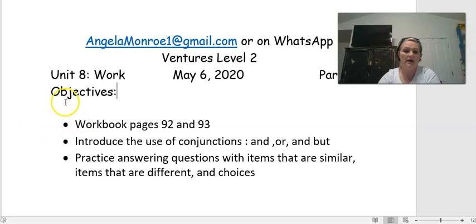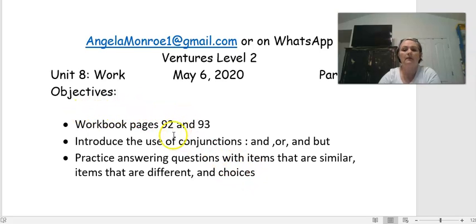The things I want to cover today, our objectives: the first thing we're going to do is your workbook, pages 92 and 93. We're going to look at conjunctions using and, or, and but. And then we're going to practice answering questions. We're going to talk about things that are similar and things that are different and talking about choices.